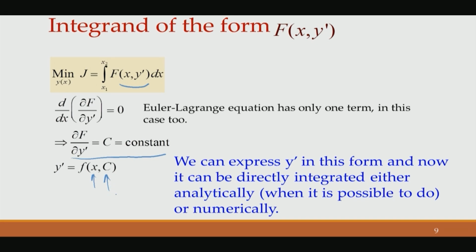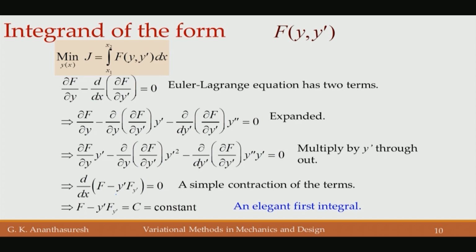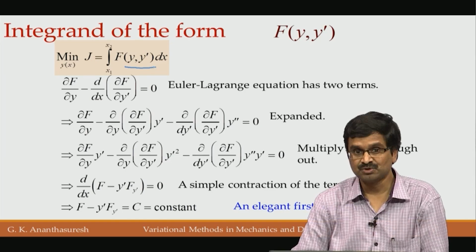So, our problem is almost solved here. Now, if you take an integrand of this form where there is y and y prime, there is no x, consider a case where there is no y prime, there is no y, now we are considering a case where there is no x.